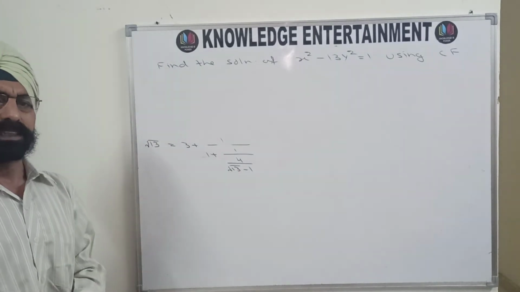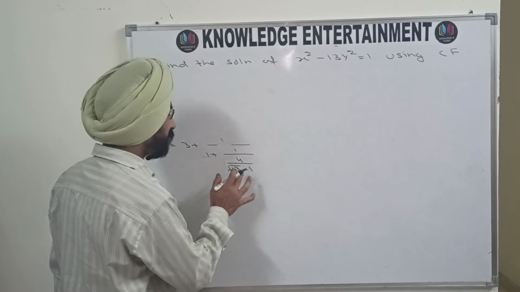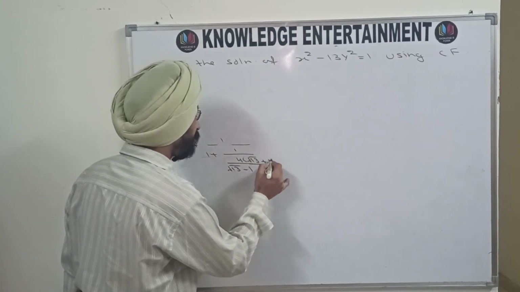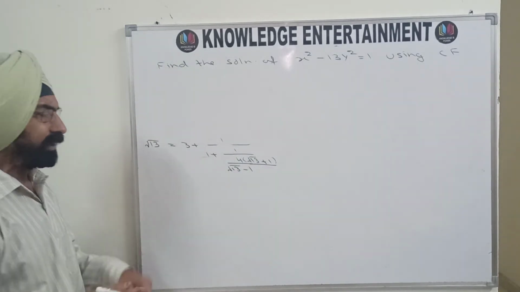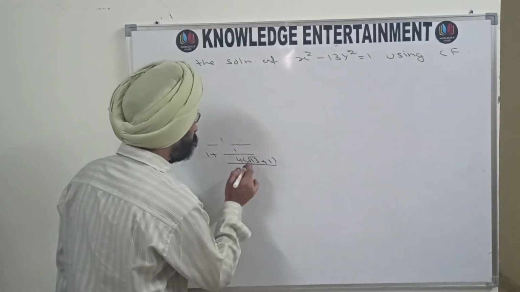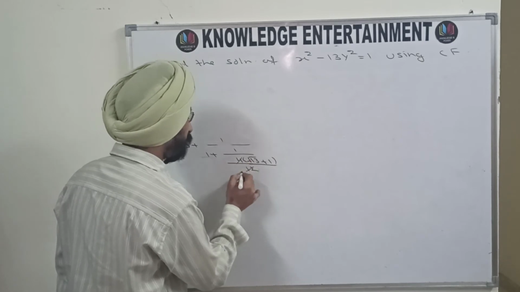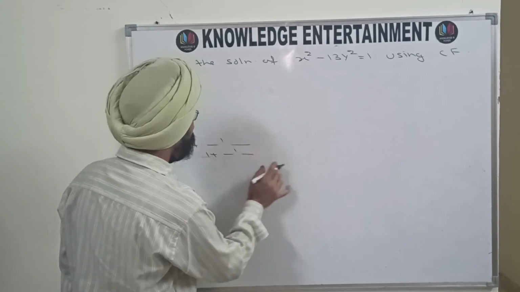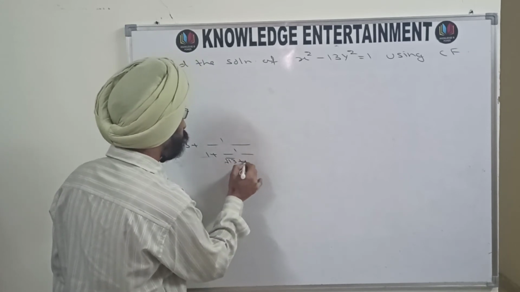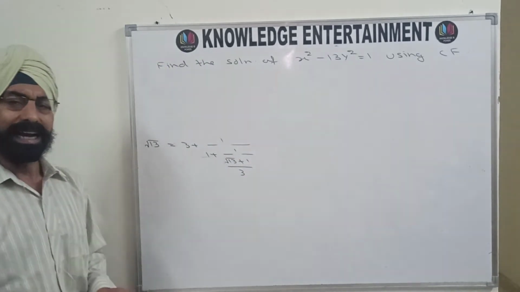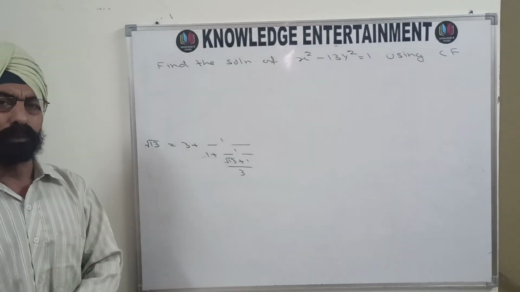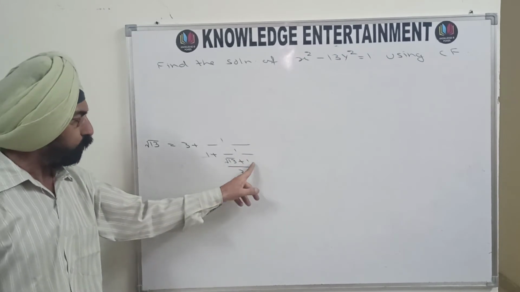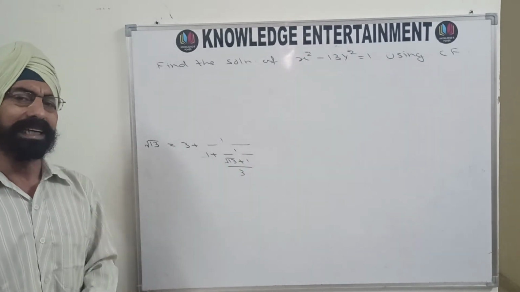And now once again the same process, rationalization. You will get here 4 into under root 13 plus 1, and in the denominator 13 minus 1 will become 12. This 4 and 12 will be cancelled, so you will get 3. You will get under root 13 plus 1 upon 3. And repeat the process. Under root 13 means 3 point something, plus 1 means 4 point something, divided by 3. Once again the integral part is 1.